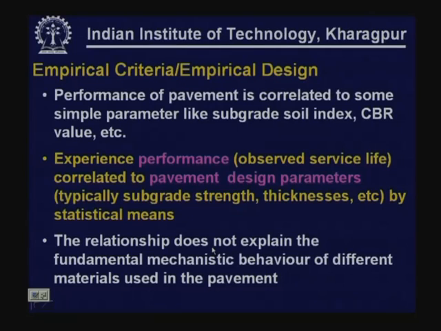The relationship does not explain the fundamental mechanistic behavior of different materials used in the pavement. We normally take some simple parameters which really do not explain, for example, the California bearing ratio or the liquid limit or some other parameter of subgrade. These parameters normally do not explain what would happen to the material if it is subjected to a certain load, either static load or repeated load. So, whatever parameters that we select in an empirical design procedure, they are not adequate to explain the load versus stress-strain behavior of the different types of material, so that we will not be in a position to take that into account if we are going to go for the empirical approach.